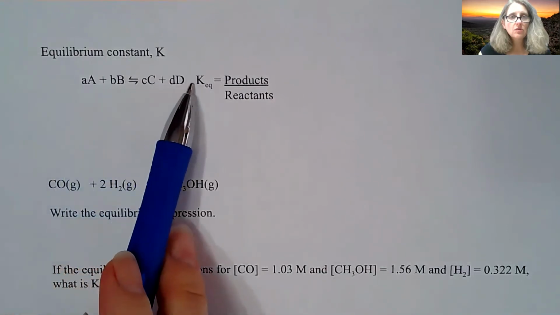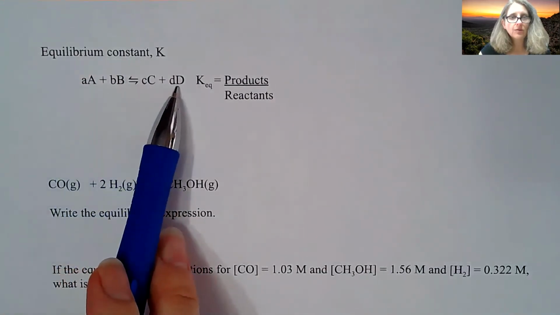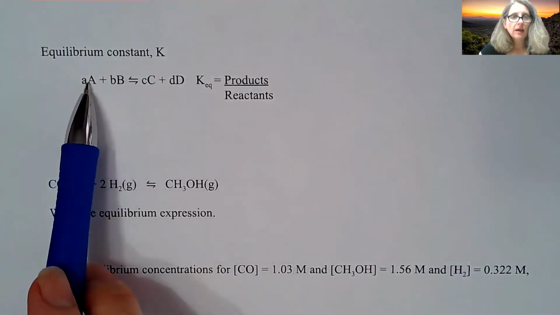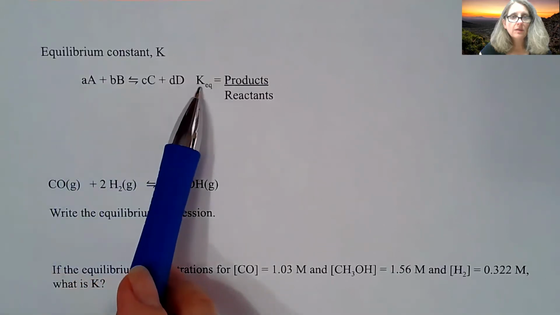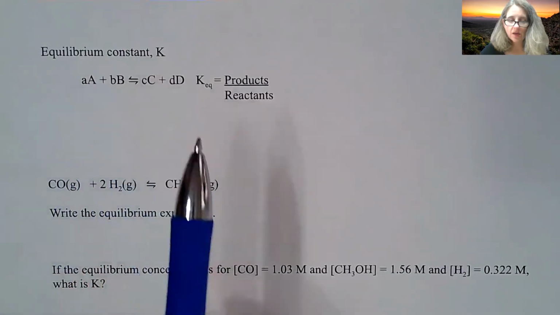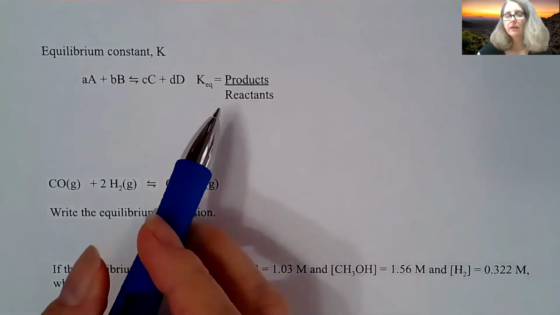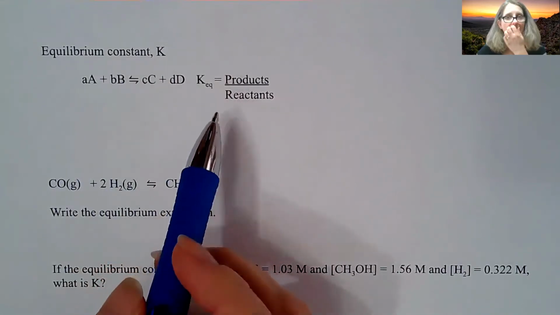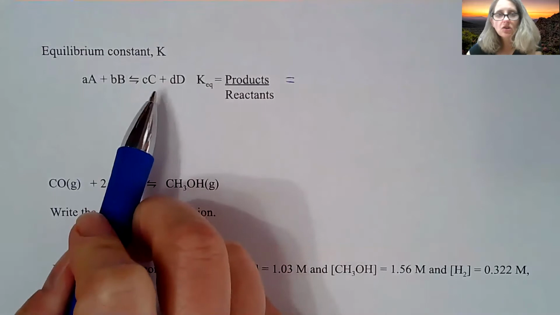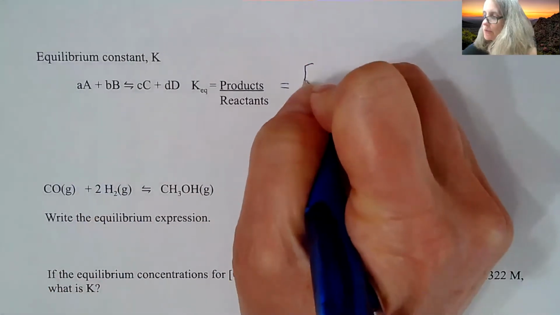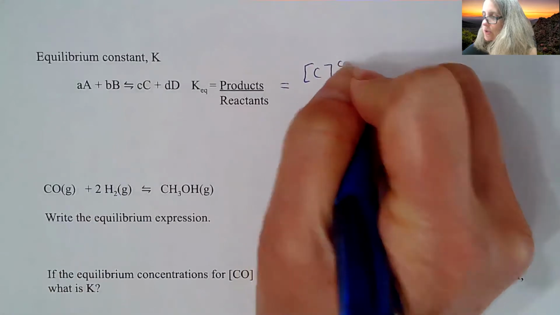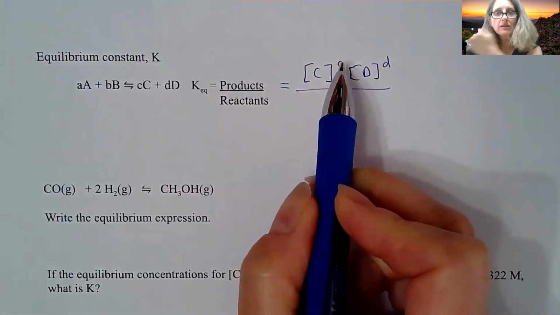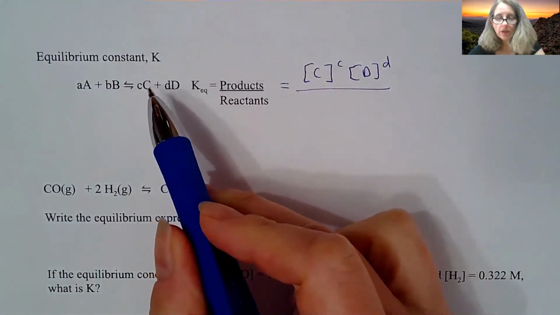Generically, this is usually how they show an equilibrium reaction. The lowercase letters are, of course, the balancing, and the uppercase letters are the formula. So this K is sometimes called KEQ. I'll explain that a little later, but it's always going to be the products over the reactants. We're going to take this generic form and use brackets to denote concentration. We put the products on the top, to the power of whatever the stoichiometry is.